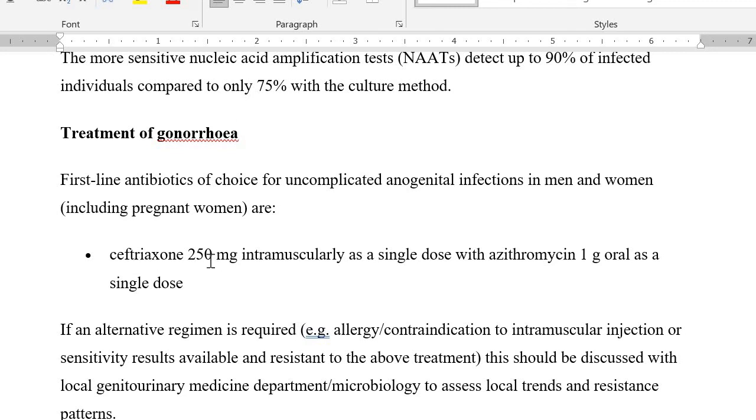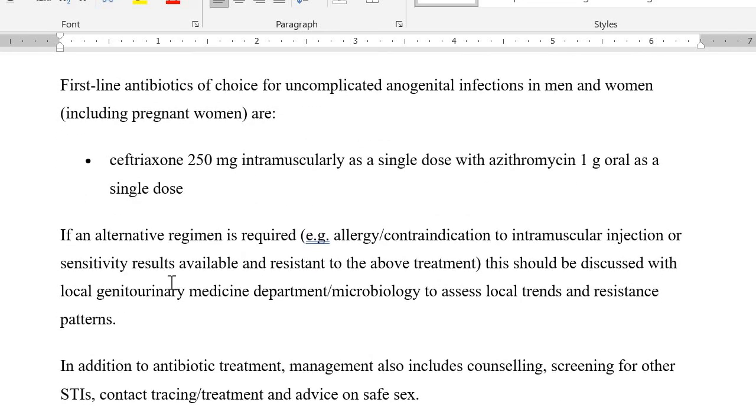This ceftriaxone means we are giving an injection, okay? But azithromycin is given orally. 1 tab is like 200, so maybe your patient will take 4 or 5 tabs, depending on whether it is 250 or 200. If an alternative regimen is required, like the patient has an allergy, is contraindicated to intramuscular injection, or sensitivity results are available, then this should be discussed with the local GUM clinic and the microbiology to assess local trends and resistance patterns.